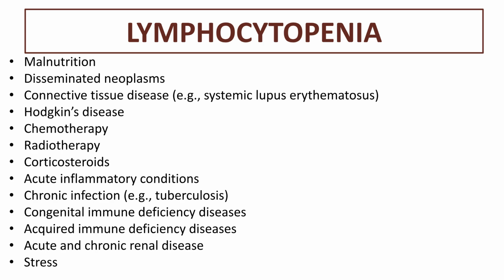Causes of lymphocytopenia include malnutrition, disseminated neoplasms, connective tissue disease, Hodgkin's disease, chemotherapy, radiotherapy, and corticosteroids. It can also be seen with acute inflammatory conditions, chronic infections, and various immune deficiency diseases.